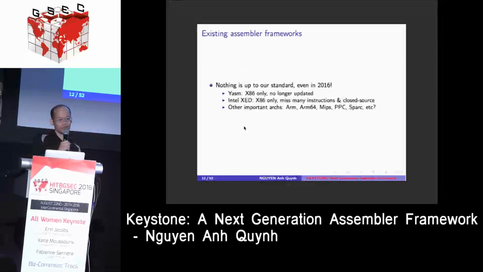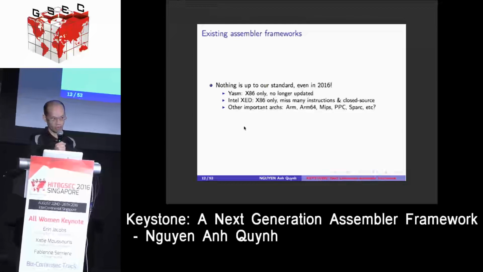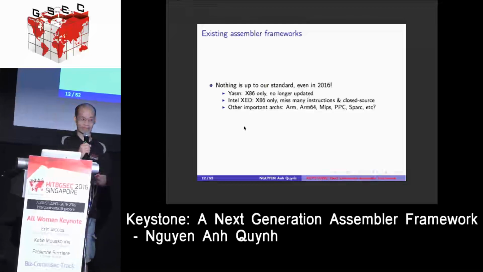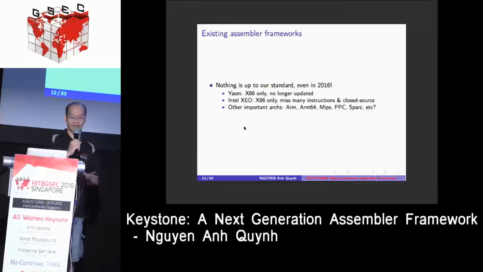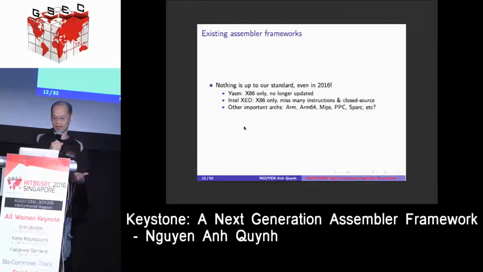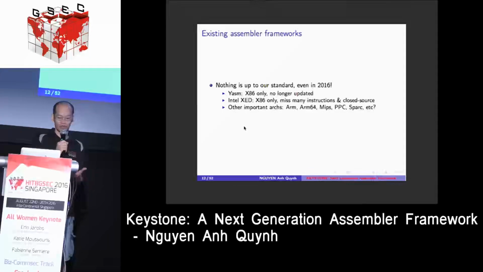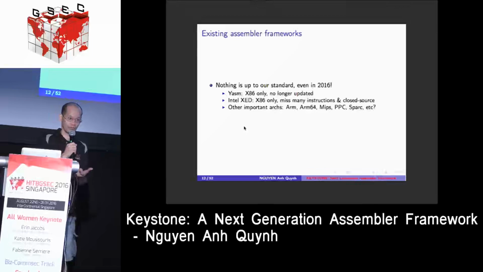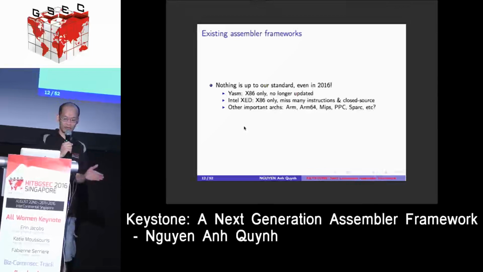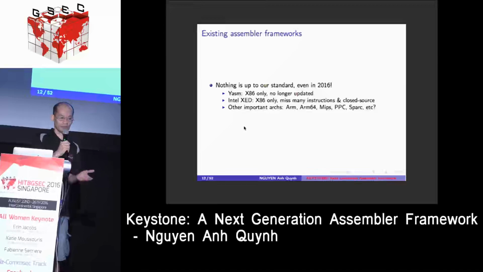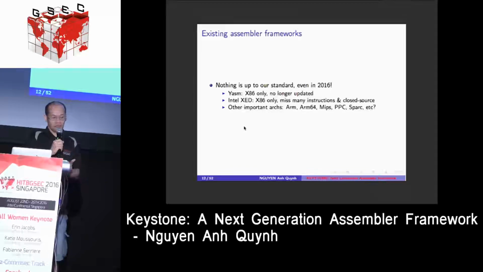Too bad, if you look at the existing assembler frameworks before Keystone, there's nothing up to my standard. There's nothing good. We have something like Yasm, which only supports Intel CPUs and nothing else. But it's no longer updated, it has many technical issues, and it's actually not used by a lot of people.